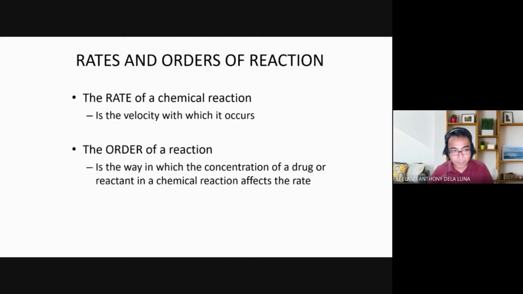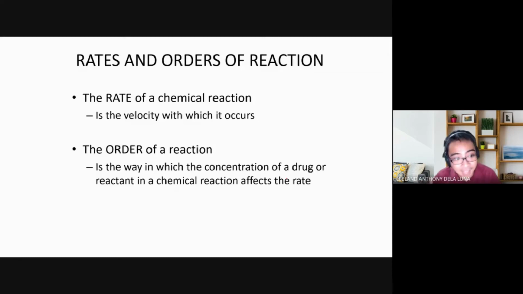Now, a few definition of terms muna. When we say rate, class, it refers to the velocity at which a reaction occurs, how fast or how slow. And when we say order of reaction, it talks about how the concentration of a drug or a reactant affects the rate of reaction. So ulitin ko. Order of reaction, class, talks about how the concentration, how the amount of drug can affect the rate of reaction. Kasi oftentimes, class, the higher the amount of drug entering the bloodstream, the faster would be the rate of reaction. In our case, ang rate of reaction natin dito would be the rate of elimination.